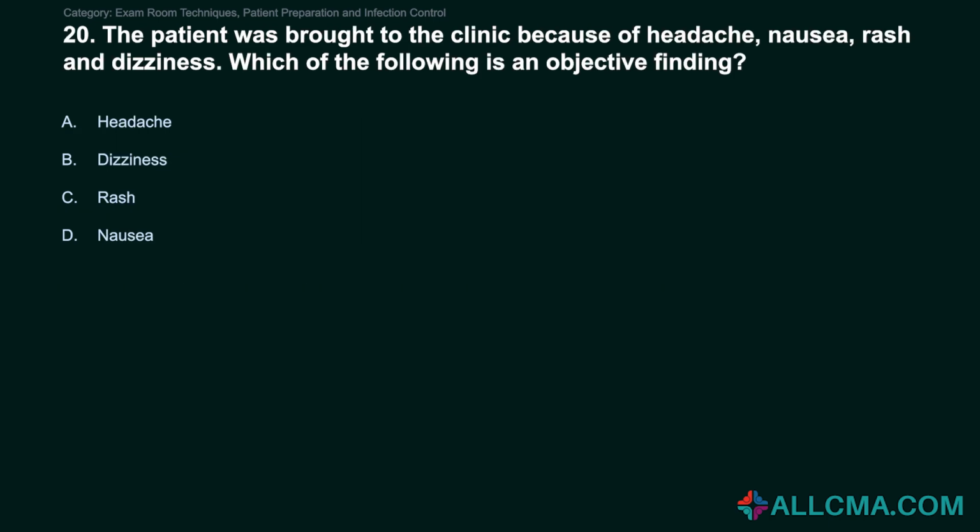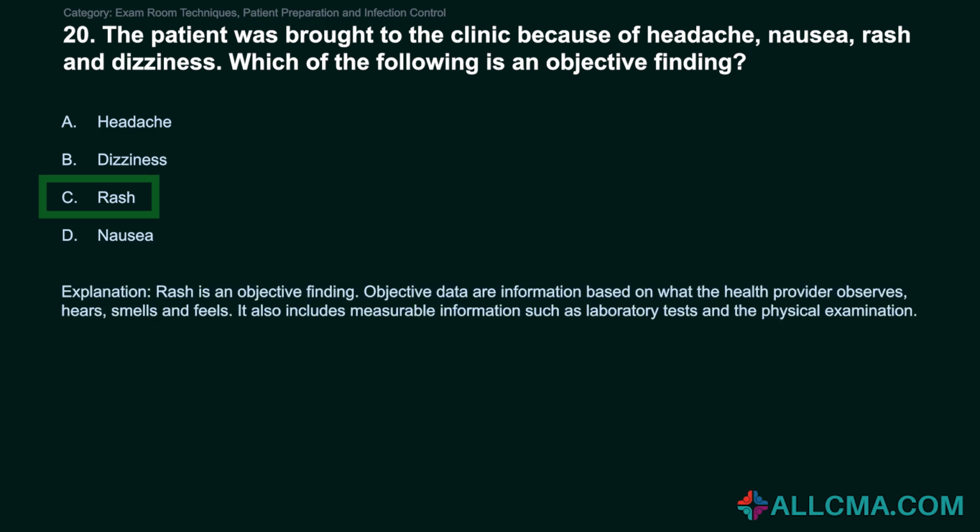20. The patient was brought to the clinic because of headache, nausea, rash, and dizziness. Which of the following is an objective finding? A. Headache. B. Dizziness. C. Rash. D. Nausea. Correct answer: C. Rash. Rash is an objective finding.